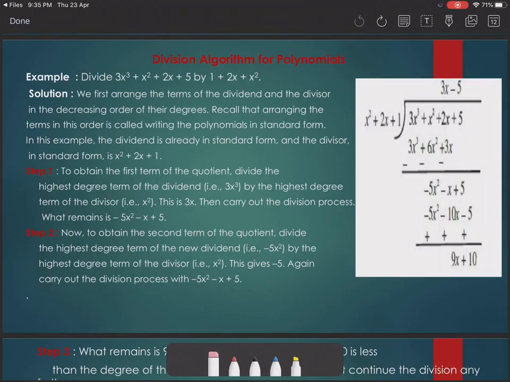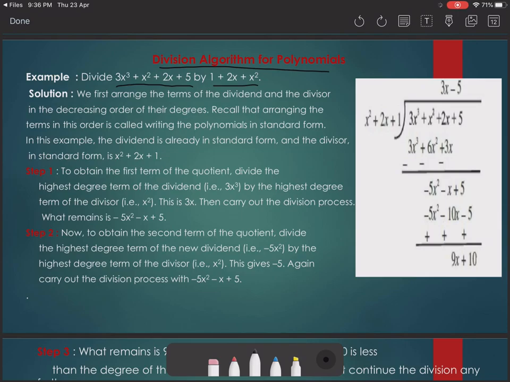Hello dear students. Next topic of second chapter: polynomial division algorithm of polynomials. Divide 3x cube plus x square plus 2x plus 5 by 1 plus 2x plus x square. You can divide numbers, you can do division between numbers. Now you can also do division between polynomials, which we have already studied in class 9th.